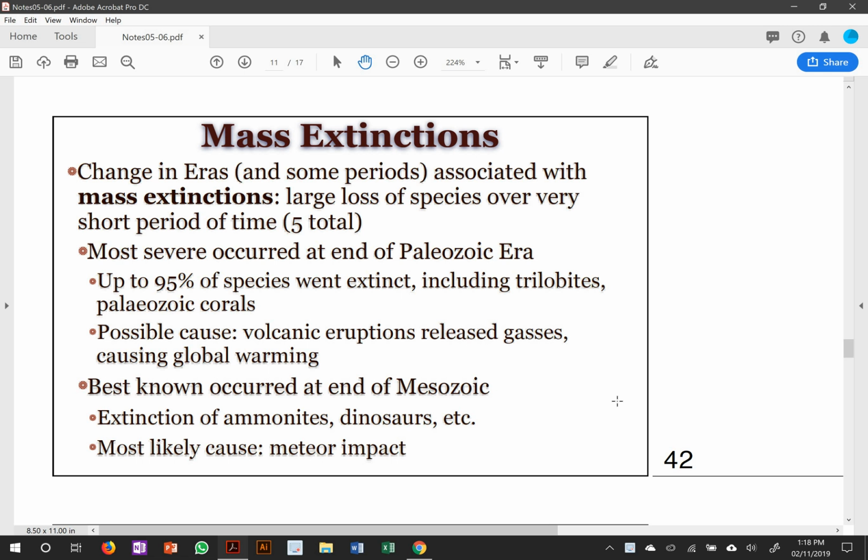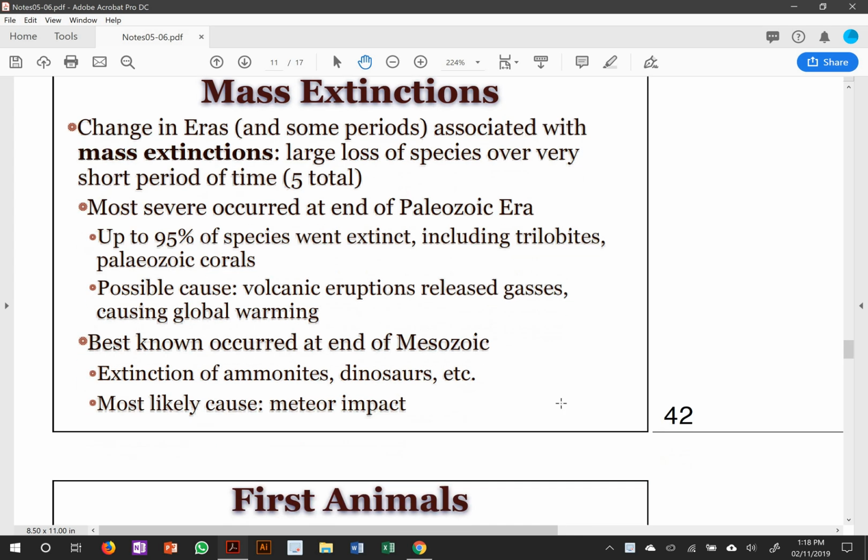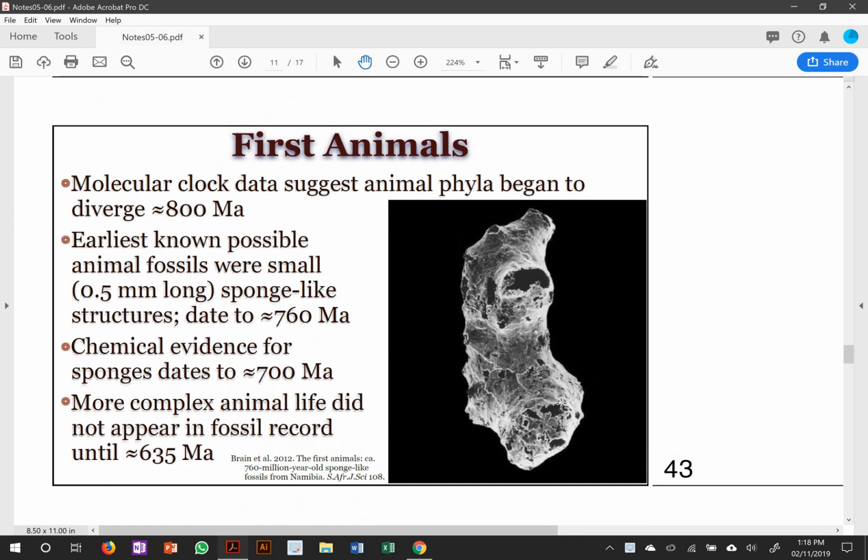All right, so let's go back to animals. As I think I already mentioned last time, molecular clock data suggests that animals diverged from their protozoan ancestors, the choanoflagellates, somewhere around 800 million years ago.